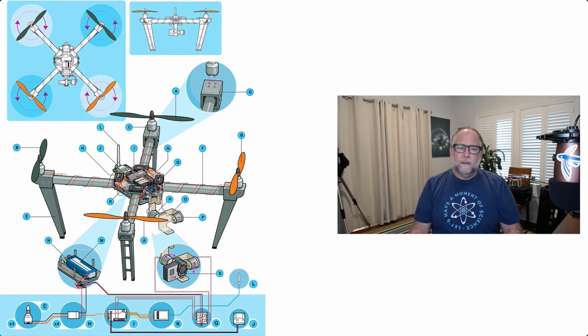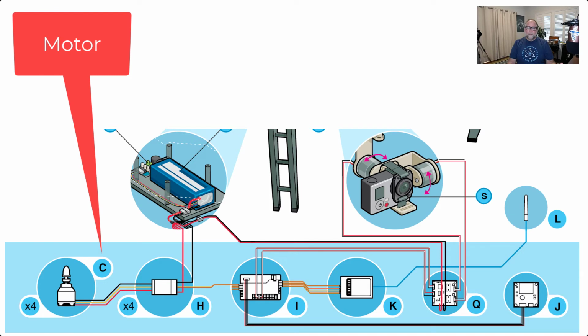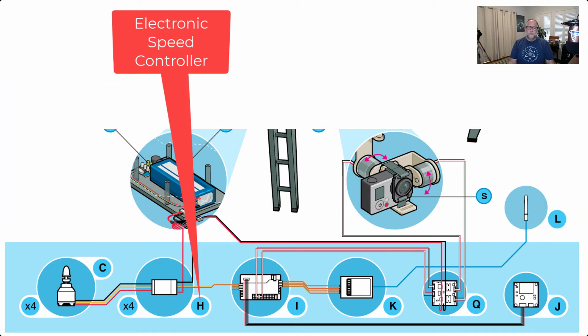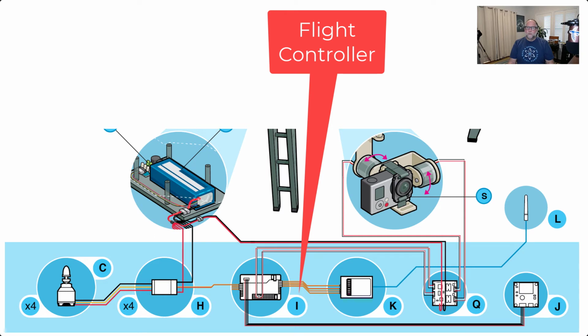I want to zoom in now a little bit on the electronics and take you through the things that are important. Motors are clearly important, and those motors on the ends of those booms are controlled by electronic speed controllers that take the power from the battery and the information from the flight controller and tell them how fast they should spin. That centralized flight controller controls all of the electronics, including the sensors that may be used.